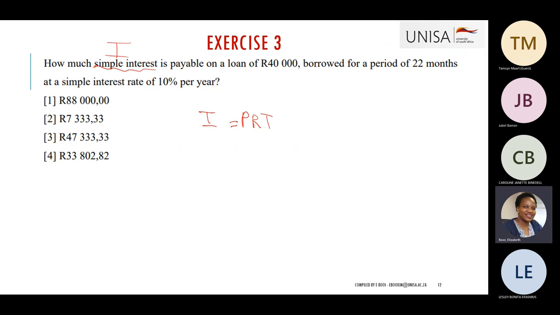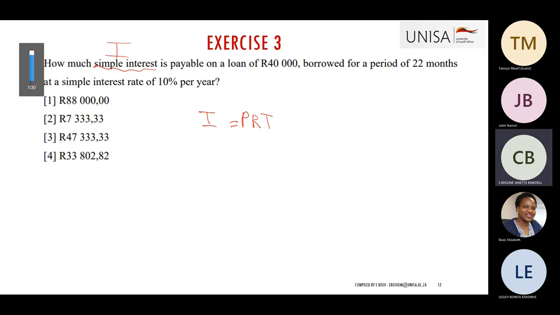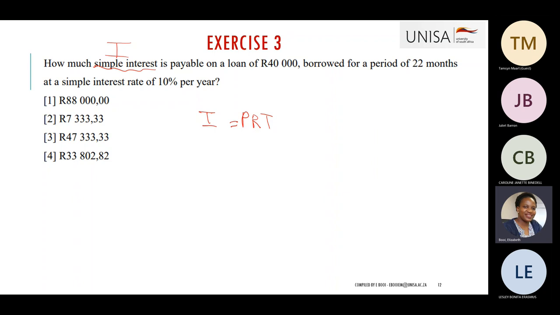Are we happy? Are we done? Are we good all? Yes, I'm done. Are we? Okay, so let's answer the question. What are the facts given? What is our P? P is 40,000.